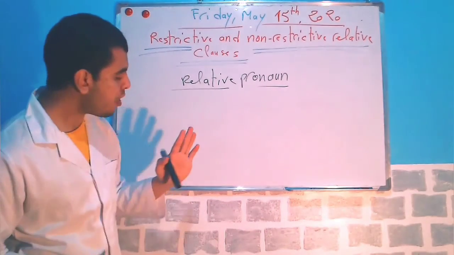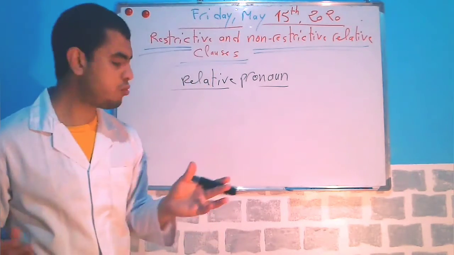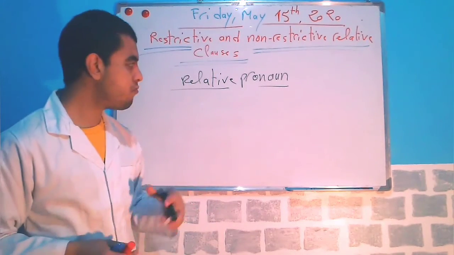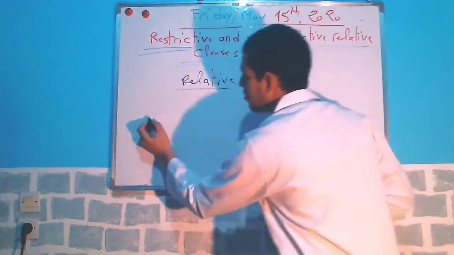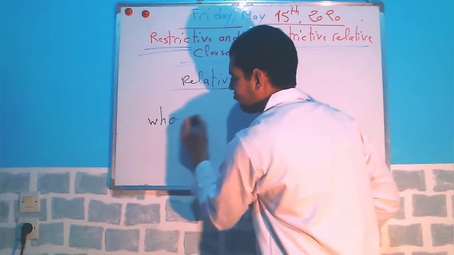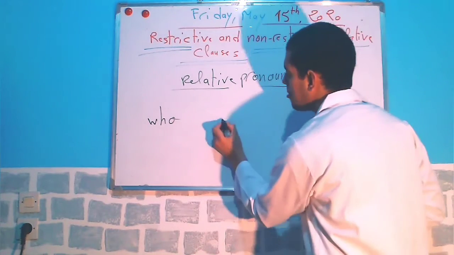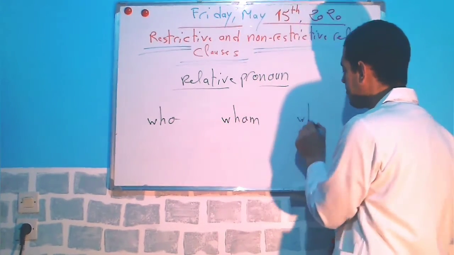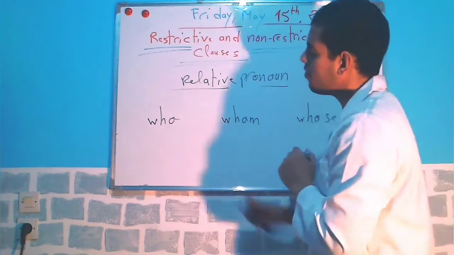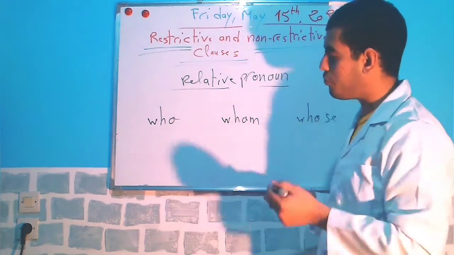So relative pronouns are not too much, they are very few, 6 or 7, or maybe less. So we can talk about who, whom, whose: who for the subject, whom for the object, and whose for the possessive.